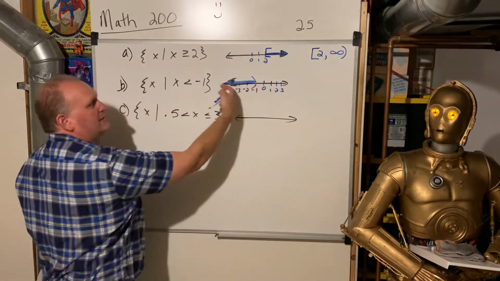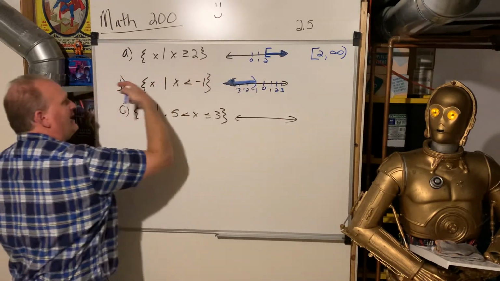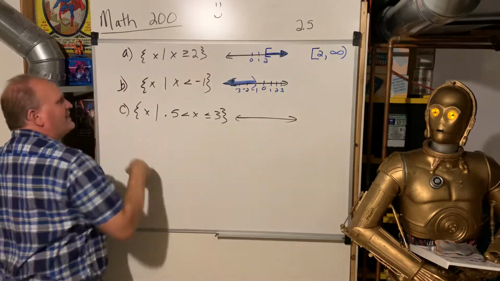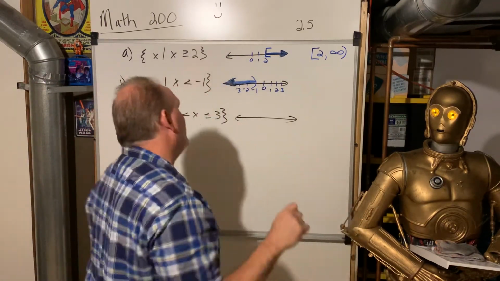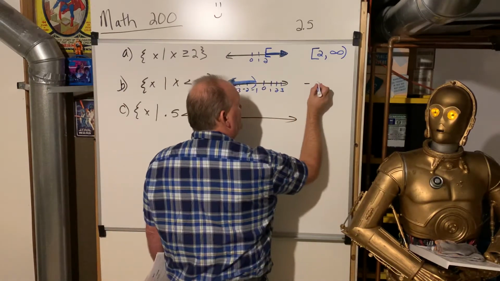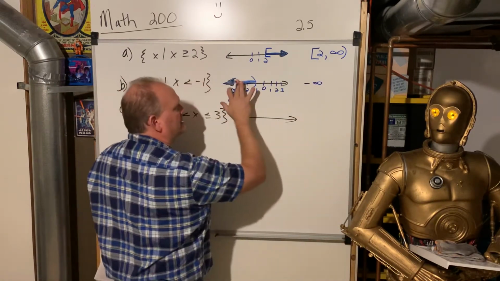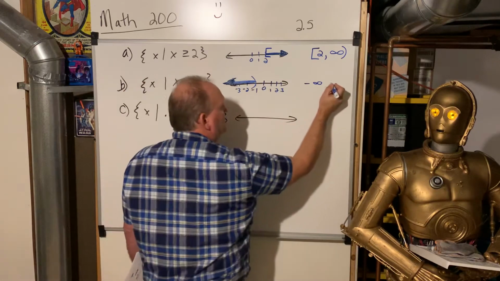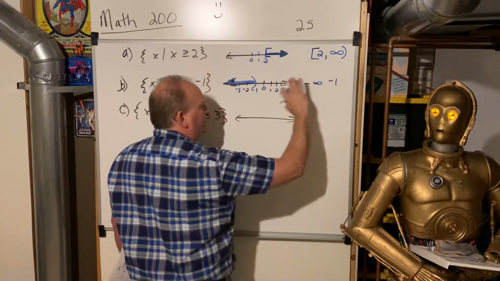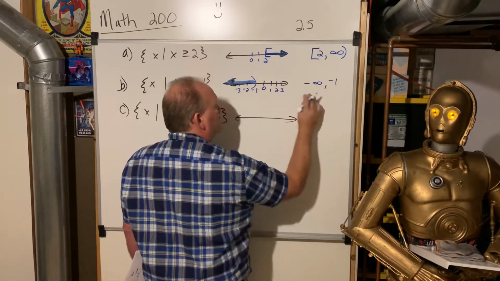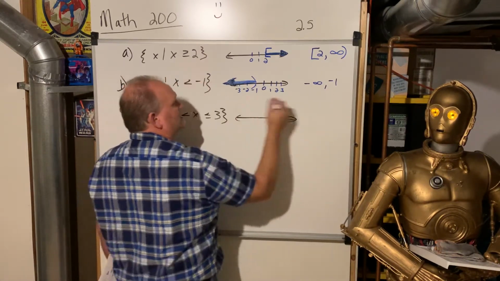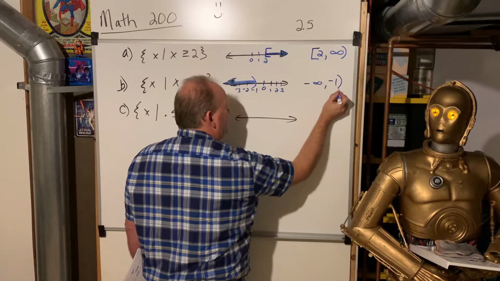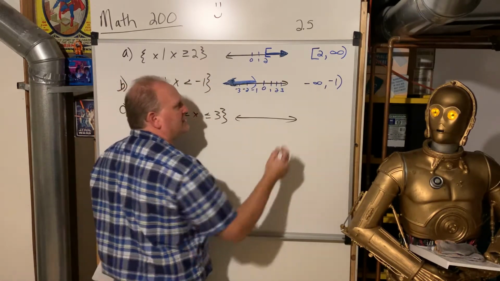So think about this is going forever. It's negative 100, negative 1,000, negative 10 billion, okay? So that means negative infinity is what's happening here. And then it comes to an abrupt halt at negative 1 and nothing else from that sign. So it's from negative infinity to negative 1. It's a less than sign, so it doesn't include the negative 1. That's a parenthesis.